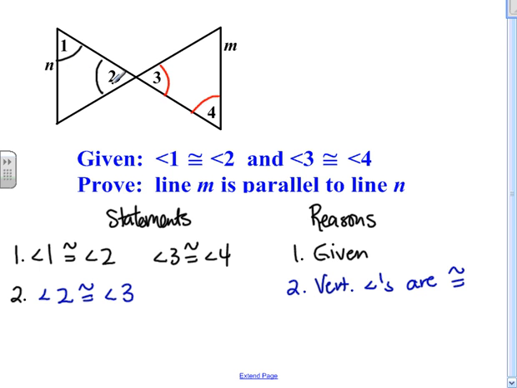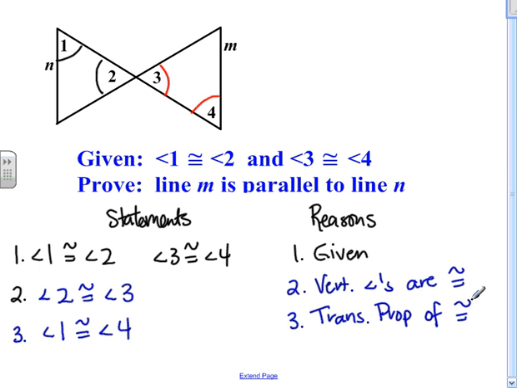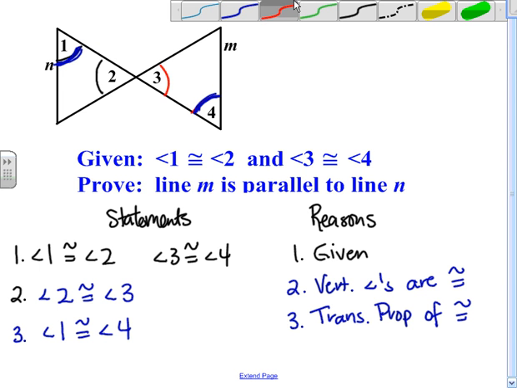So if 1 is congruent to 2, and 2 is congruent to 3, and 3 is congruent to 4, then I can say 1 is congruent to 4. And that would be the transitive property. If 1 and 4 are congruent, if this angle and this angle are congruent, then I'm trying to prove this line and this line are parallel. So I'm drawing in this transversal.